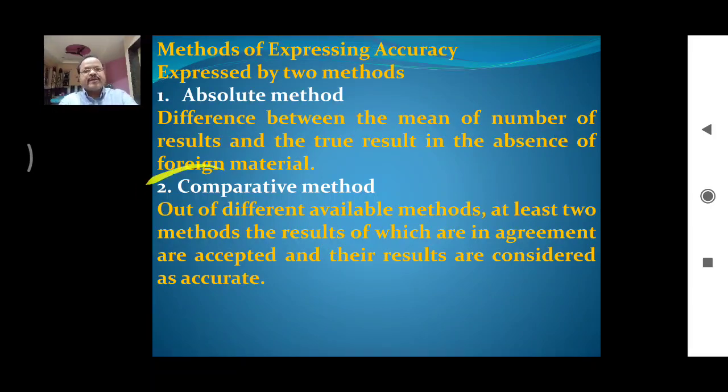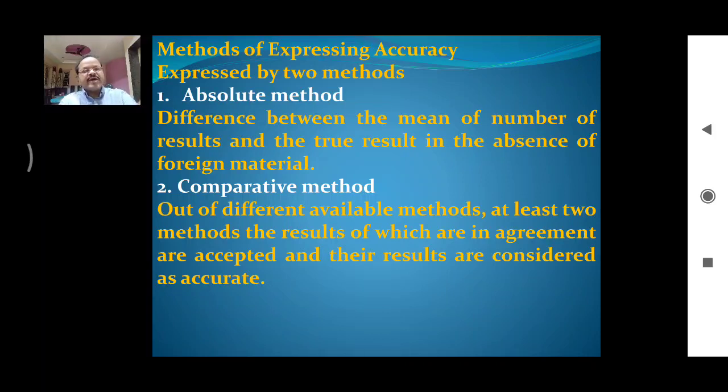The second method is the comparative method. Now what is the comparative method? In chemistry, as you know, samples can be analyzed by different methods. There are different methods available for analysis, for example volumetric method, gravimetric method, instrumental method, spectroscopic methods. By all these methods we can carry out the analysis. So out of different methods, at least two methods should give results which are in agreement with each other, and these are near to the true value.